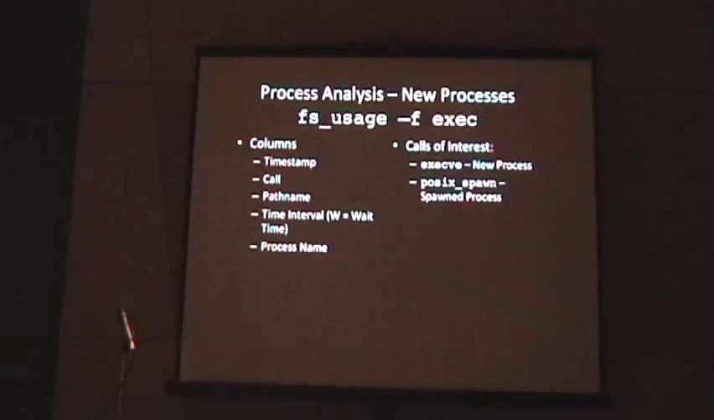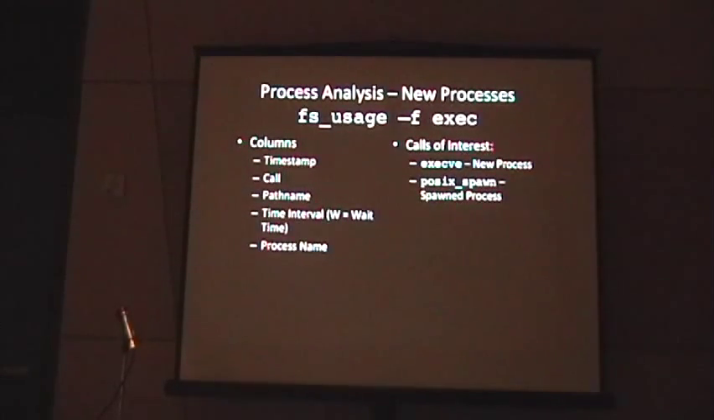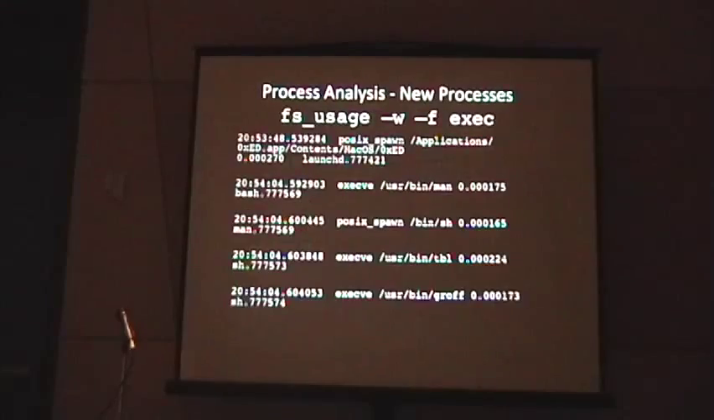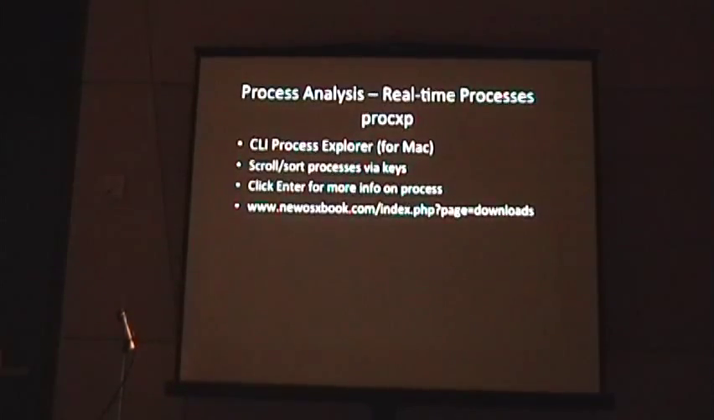Again, fs_usage with the -f exec filter to it. A lot of the same information, time interval, process, path. We're looking for posix_spawn. That's a spawn process. execve is a new process. We see bin sh, man, table, graph. These are all command line tools that we might be interested in. Malware might be using some different ones. That's basically me doing a man page lookup, right?